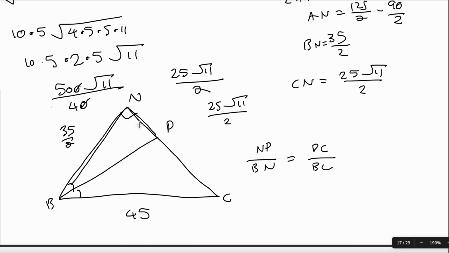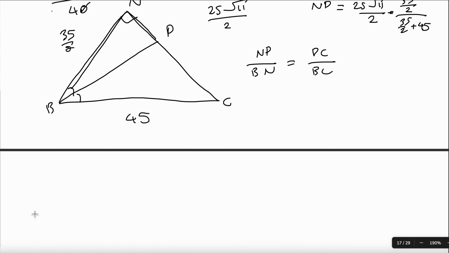So we're only interested in NP, so NP is going to equal this 25 square root of 11 over 2 times the ratio of BN to the sum of BN and BC. So BN is 35 over 2 to the sum of 35 over 2 plus 45. And so let's just go to the next page and simplify that, because that's a messy expression.